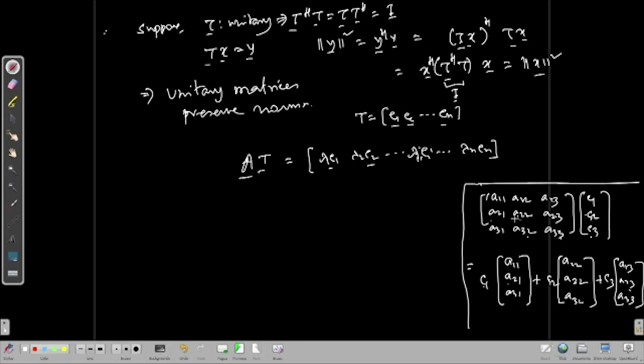That is, you take the columns and linearly combine them by those coefficients. Take the first column, multiply by the first element. Take the second column, multiply by the second element. Take the third column, multiply by the third element, like that, and add. It is called linear combination of the columns by C1, C2, C3. All right.